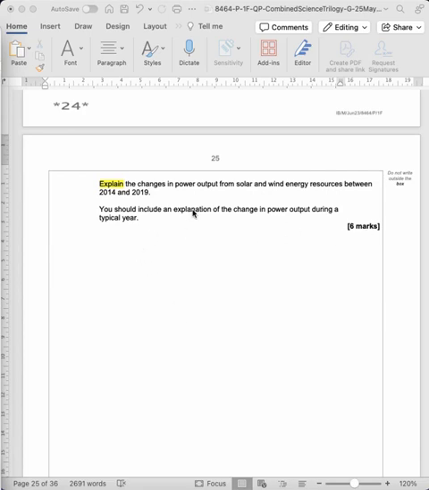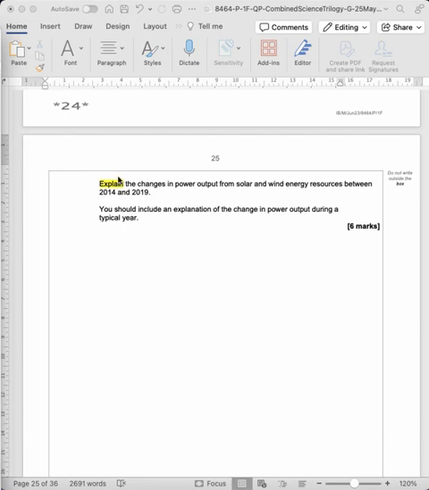6 marks. Right, first bit when I mark this, most people described and didn't explain, which means you've described what's happening in the graphs and the trends, but you've not given a reason. I've seen some really good answers, but with no explanation, the maximum marks you can get is 2. You need the explanation to get your higher marks. All right, so your full marks.